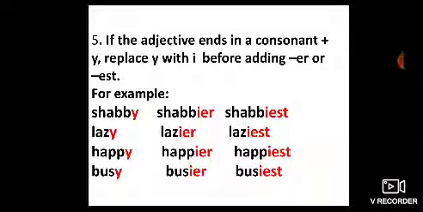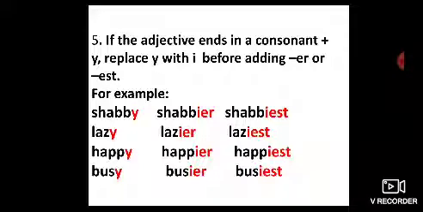Here is another rule in which you can see that if the adjective ends in a consonant and Y, you have to replace Y and you have to add I before adding ER or EST. Let's read the rule. If the adjective ends in a consonant plus Y, replace Y with I before adding ER or EST. It will be clear by some examples.